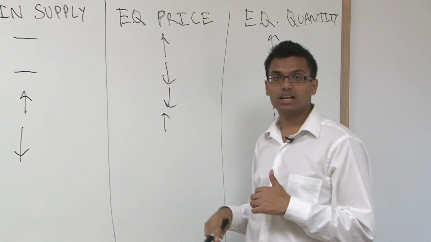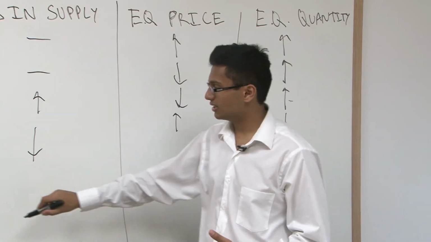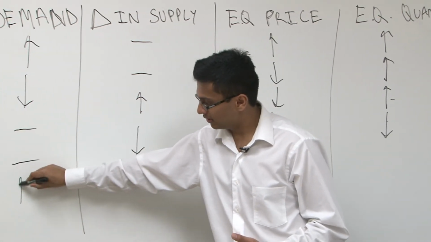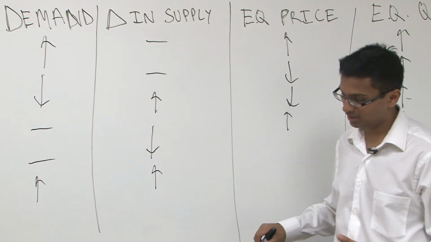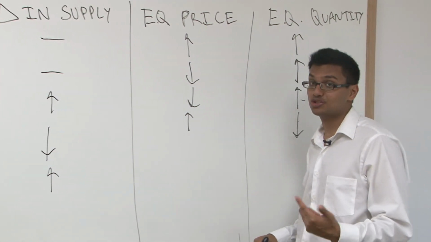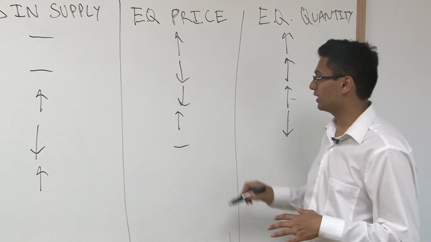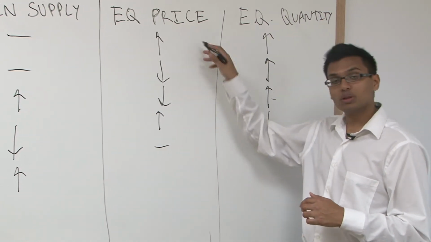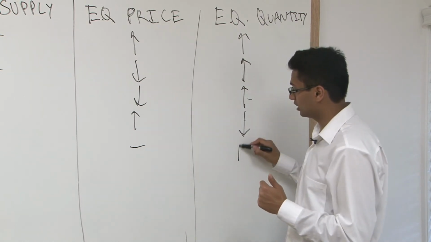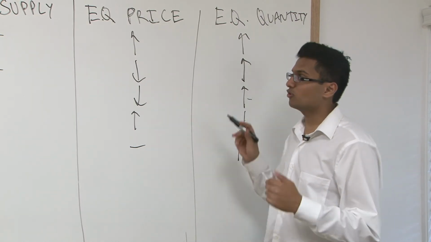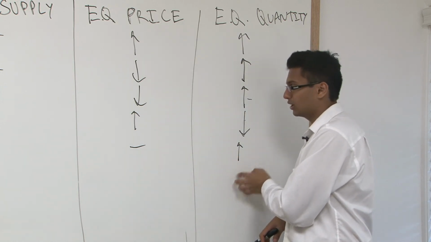Now, here is the trickier part, both shifts, right? Let's say for some reason my demand goes up, okay? And my supply goes up. What happens to the price? Here's the tricky part. You don't know. It just depends. Later on, we can probably go over more concepts. For now, price is not determinable. But my quantity goes up, okay? So if my demand goes up, my supply goes up, price you don't know, quantity goes up.